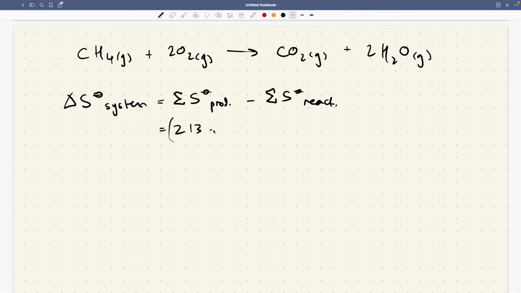213.6 for our CO2. In fact, what I might do is write it out with all the symbols and then we'll plug the numbers in. So we need the entropy of carbon dioxide for the products plus the entropy of the water.